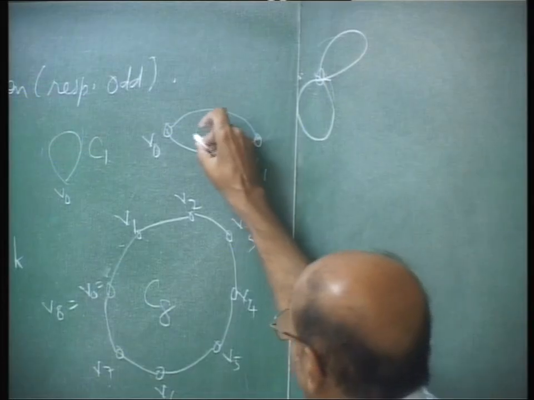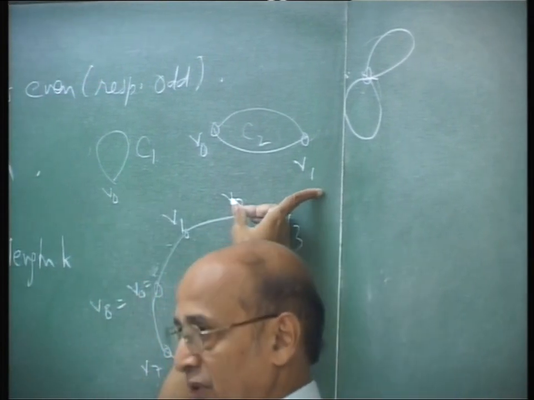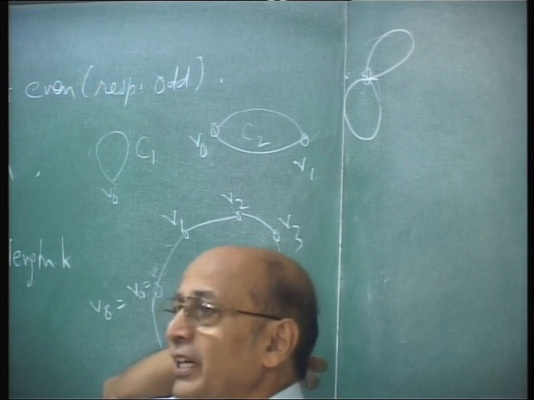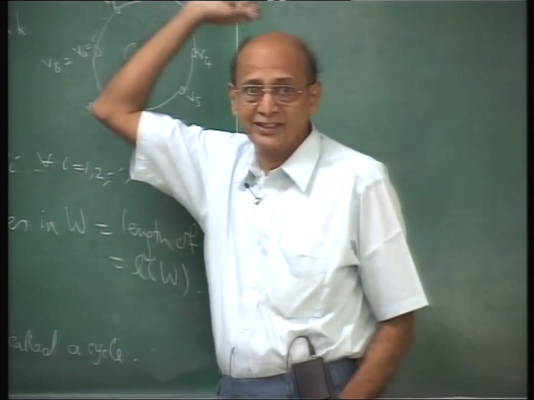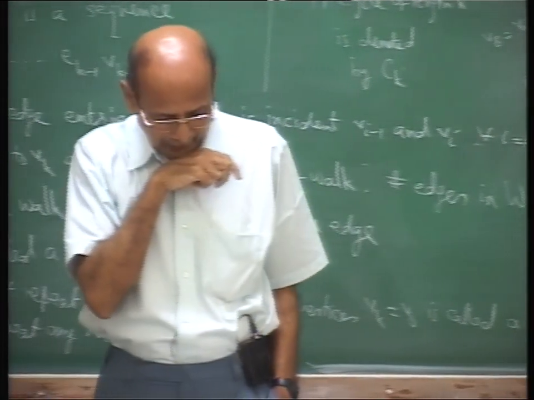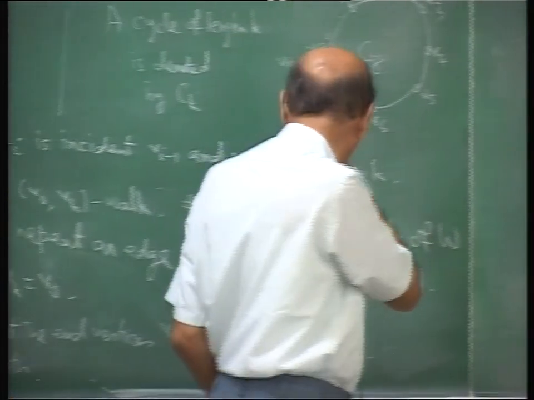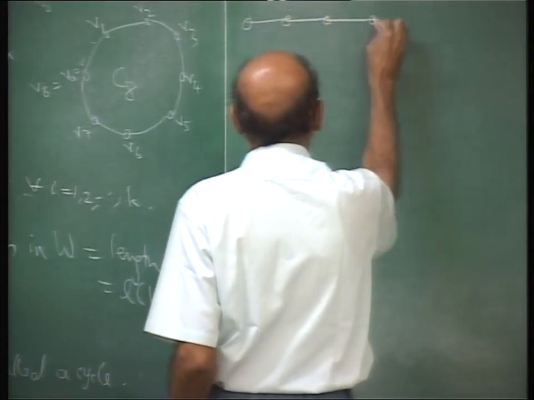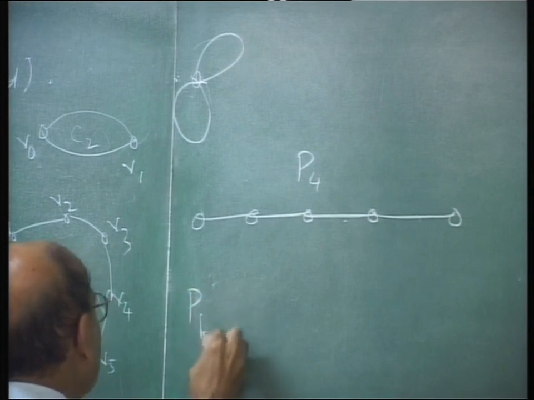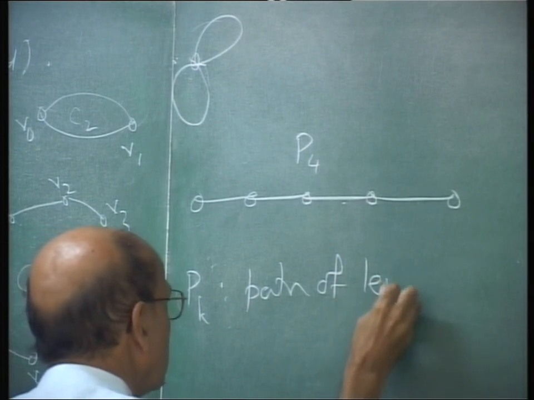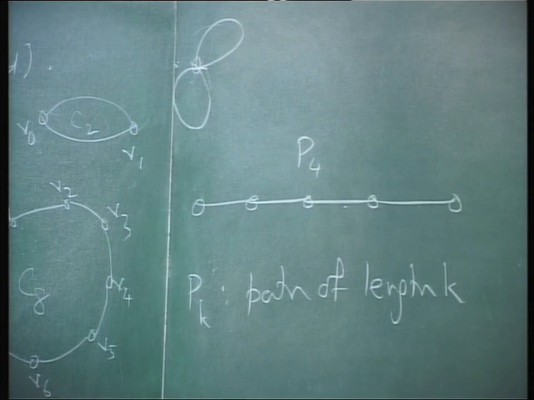So for one to have a C2, you must have a multiple edge. Therefore, in particular, if your graph is simple, there are no cycles of length 1 or 2. The lengths of cycles begin from 3 onwards. Length has to be at least 3 or more. What about a path? One, two, three, four. So this is called a P4. So in general, PK, path of length K. Is that clear?